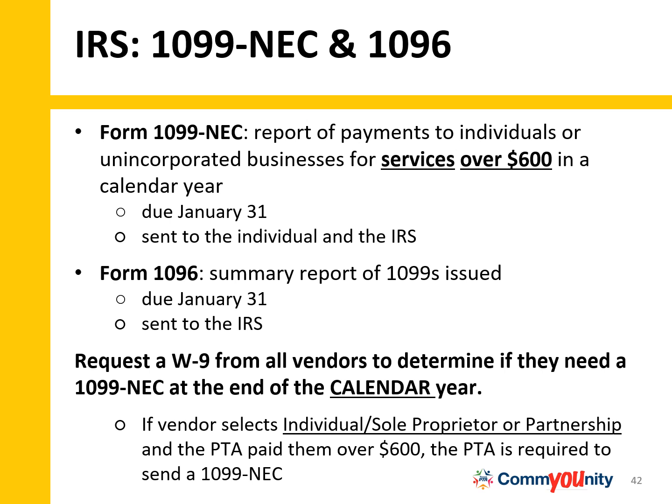The best way to determine whether a PTA needs to send a person or vendor a 1099 NEC for services is to have all vendors/individuals who provide services complete a W-9. The W-9 provides the PTA with the type of business the vendor operates and their tax ID number. If the vendor selects that they are an individual sole proprietor or partnership, they should be sent a 1099 NEC if they were paid over $600 during a calendar year.